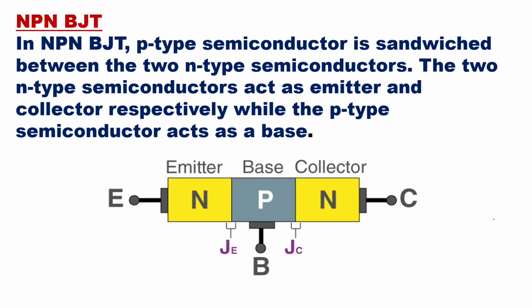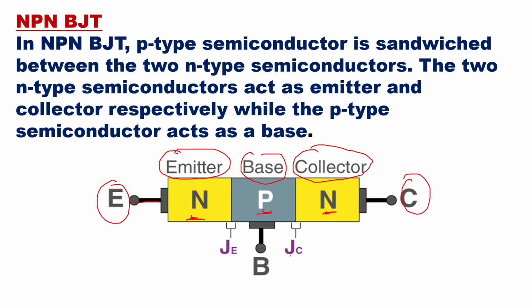Only thing here, what will happen is P-type semiconductor is sandwiched between two N-type semiconductors. The two N-type semiconductors will act as emitter and collector. So here also you can see this N-type is acting as emitter and this N-type is acting as collector. So in between you have P-type semiconductor which will act as base, and the terminal which is connected to emitter is E, that is the emitter terminal. This will be collector terminal, and the center one will be the base terminal.